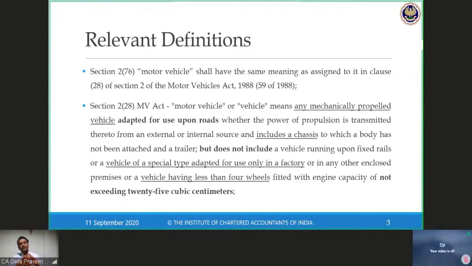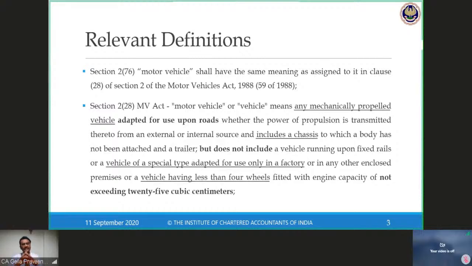means any mechanically propelled vehicle adapted for use upon roads, whether the power of propulsion is transmitted thereto from an external or internal source, and includes a chassis to which a body has not been attached and a trailer, but does not include a vehicle running upon fixed rails or a vehicle of a special type adapted for use only in a factory or in any other enclosed premises, or a vehicle having less than four wheels fitted with an engine capacity of not exceeding 25 cubic centimeters, 25 cc.